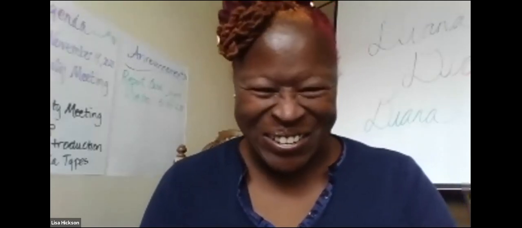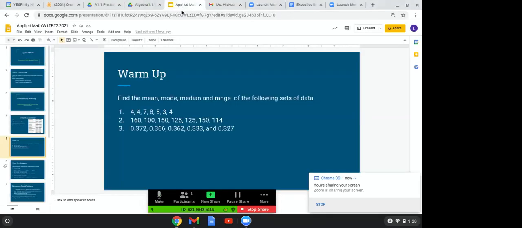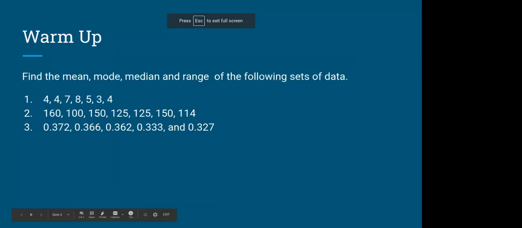All right, so for our warm up, again, I would like you all to find the mean, the mode, the median, and the range of the following sets of data. There are 3. And again, I suggested the calculator because I went to my old faithful. There will be some decimals because life is not in whole parts.